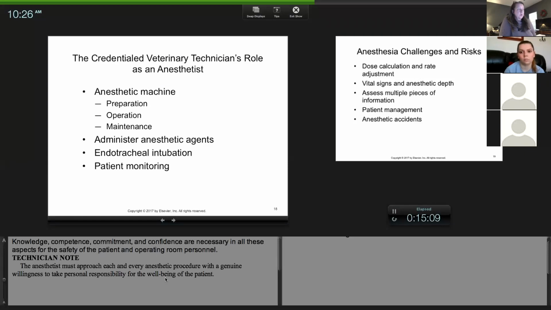And what we will do is that we are going to build to this. We're going to go over anesthetic machines. We're going to go over anesthetic agents. How do you intubate? How do we troubleshoot intubation? And how do we monitor? What are we looking for when the patient's asleep? What are our signals, so to speak?